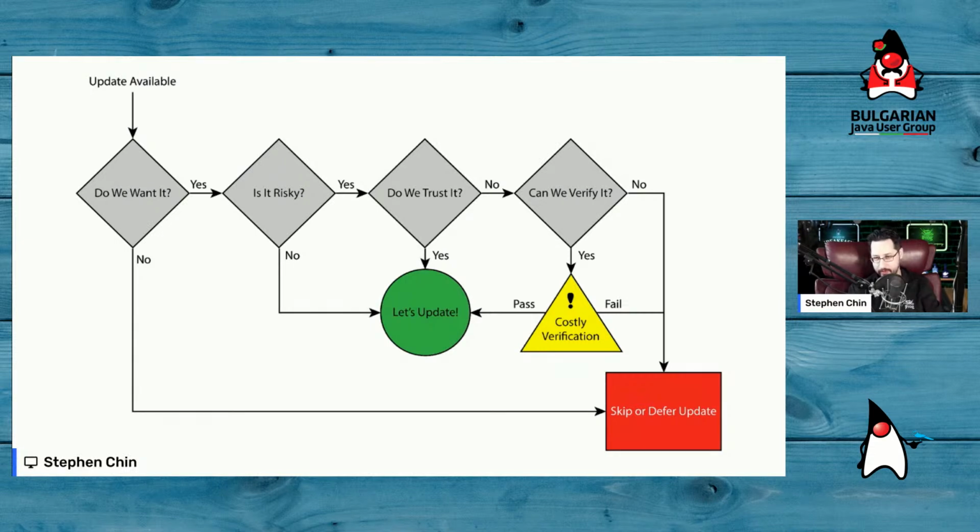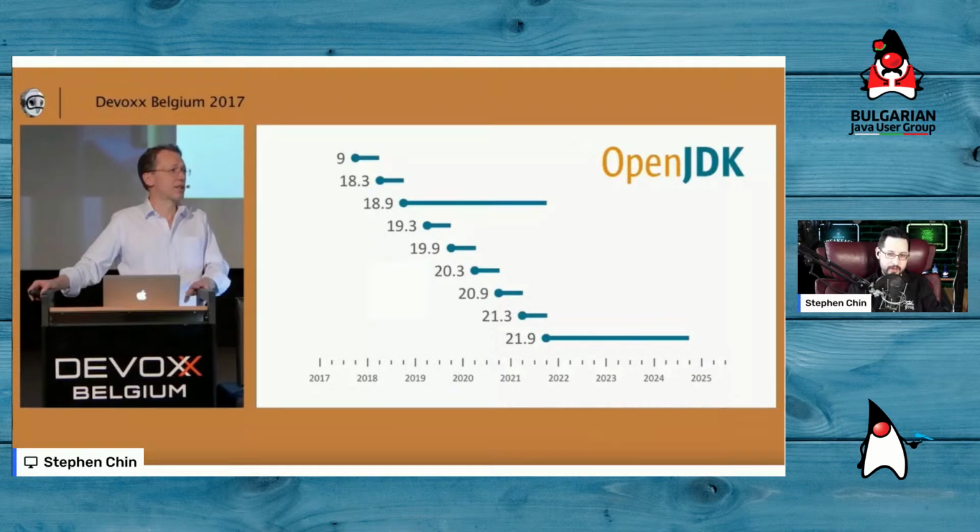And a perfect example of this for all of us is the Java releases. So when a new Java release comes out, the question is, how costly is it to verify your code to make sure it works for the latest release? Back in 2017, Mark Reinhold at DevOps Belgium announced the new OpenJDK release model, where we're going to have releases every 6 months, starting with Java 9.